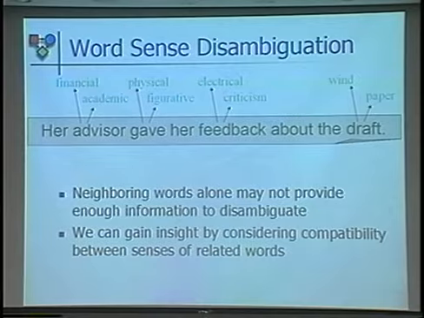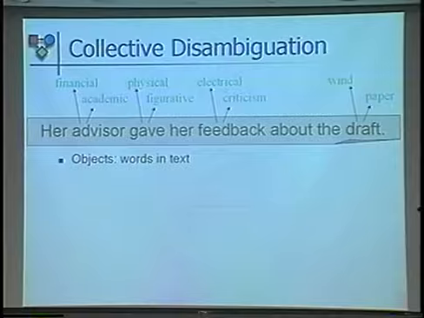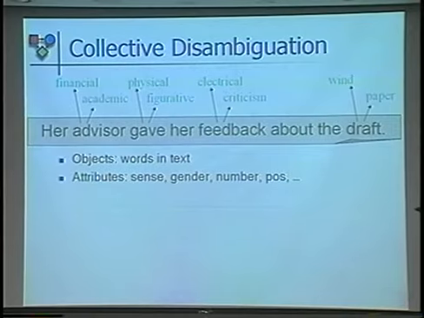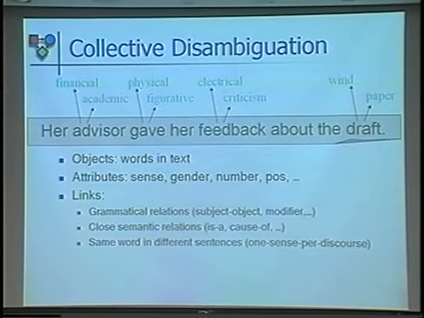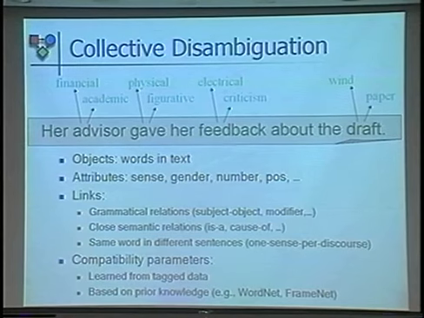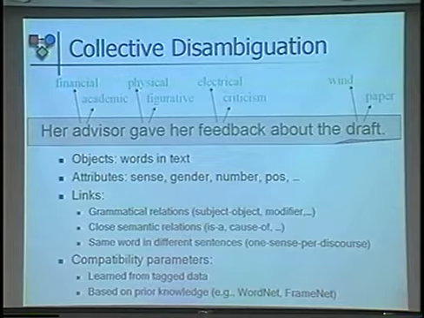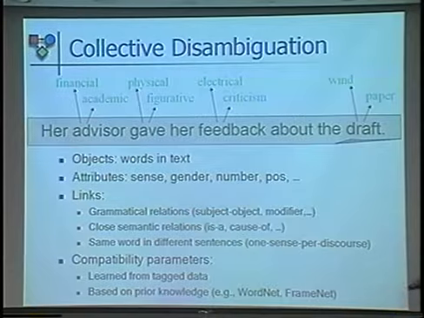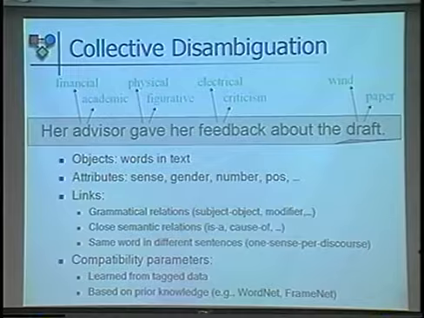So you can correlate the senses of related words in this kind of model where your objects are the words, and their attributes are various things like their sense, maybe the gender, the number, and so on. And you have these links between them. Then you have compatibility parameters that you might learn from tagged data, or you might use some prior knowledge to figure out the correlations between these senses of related words, and try to do collective word sense disambiguation instead of labeling each word in isolation with its most likely sense, as is the most standard solution to this problem.